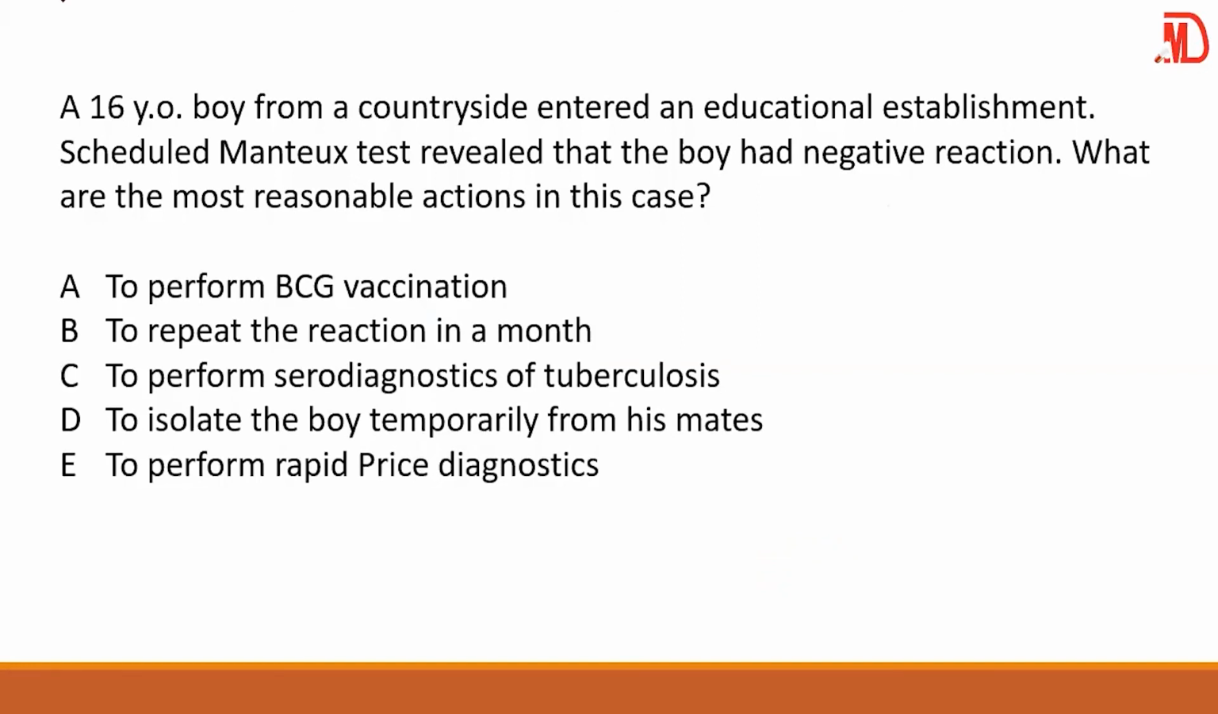A 16-year-old boy from the countryside entered an educational establishment. Guys, look at it. Mantoux test, type 4, right? The Mantoux test revealed that the boy had a negative reaction. Again, it means there is no immunity, because type 4 deals with immunity. So what is the most reasonable action in this case? You need to vaccinate this person against tuberculosis.